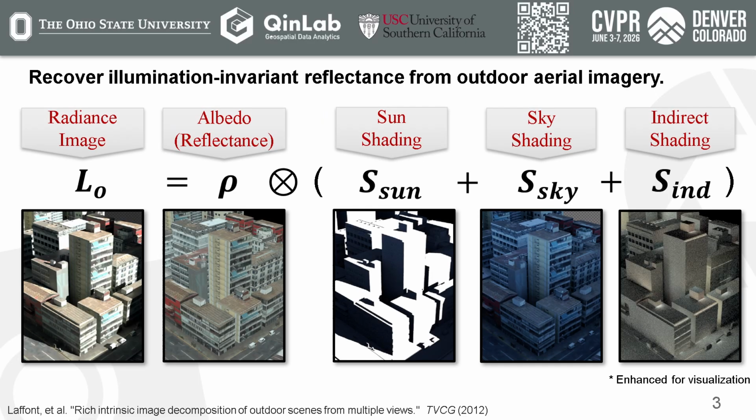To address this, we use intrinsic image decomposition. A radiance image is factorized into albedo, or reflectance, multiplied by shading. For outdoor aerial scenes, shading is not a single term. It includes direct sun shading, sky illumination, and weaker indirect light. The desired albedo is the illumination-invariant material layer that should remain consistent across time, weather, and viewpoint.